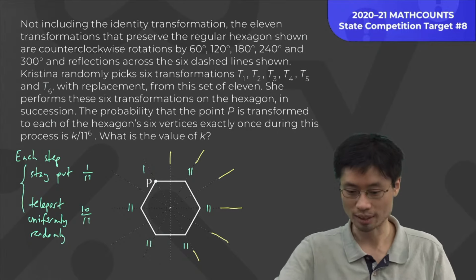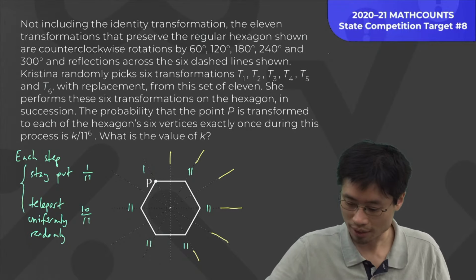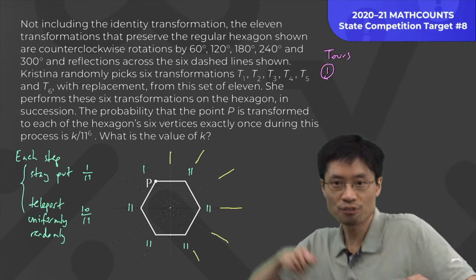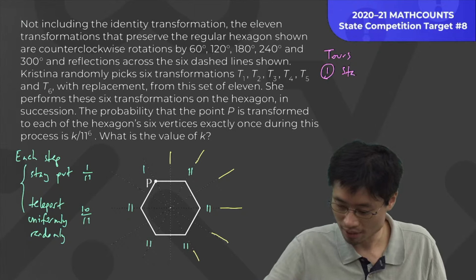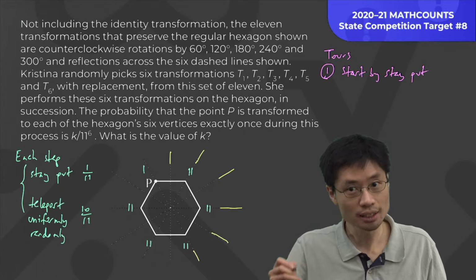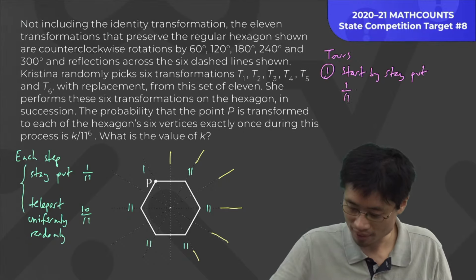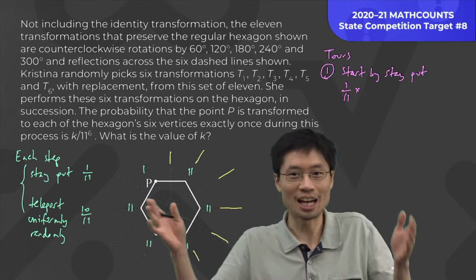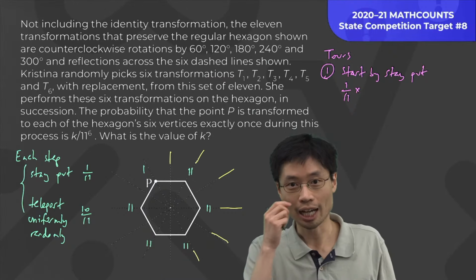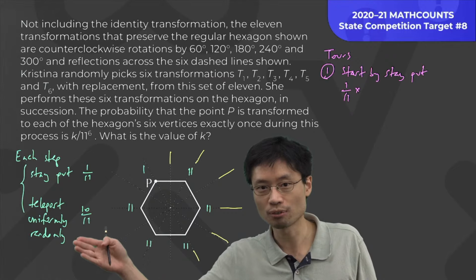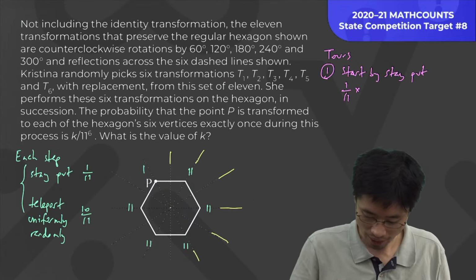Well, I've got 2 kinds of random tours. Let's call them tours. The first kind of tour is that you first stay put. And so the first place you go is right back to yourself. You start by staying put. Well, if that's the case, the probability of that is 1 over 11 times. Now what happens? Well, now the whole world's my oyster, or whatever that phrase is. I've got 5 other places to go, and because of the symmetry, I teleport uniformly randomly to another one.